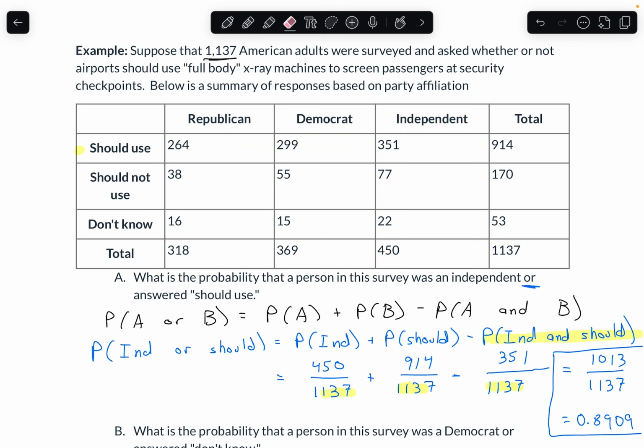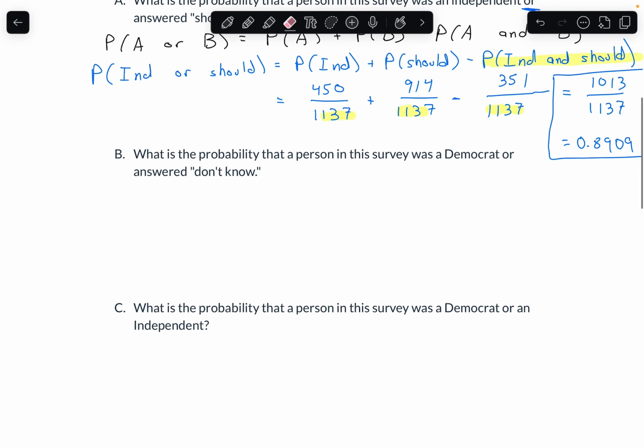Let's look at another example. If I look at part B, working with that same data set, what is the probability that the person in the survey was a Democrat or answered don't know? So using my formula again, you don't necessarily have to write this formula out every time, but I do think it's helpful the first few times. I want to talk about the probability that the person was a Democrat or said don't know. We'll say just don't. How about that?